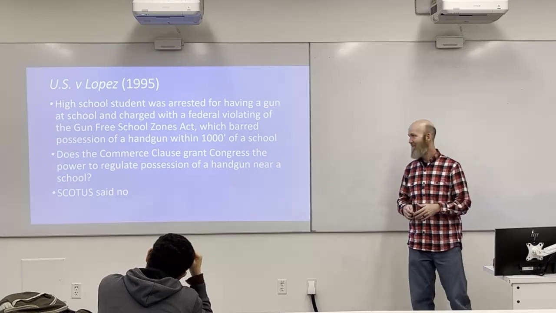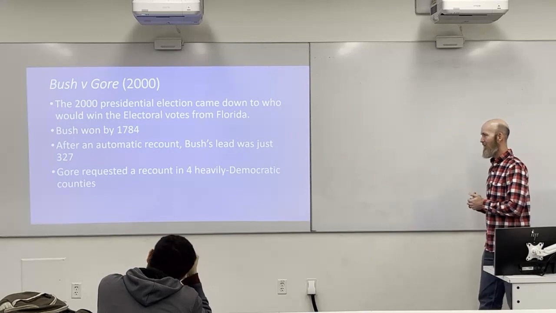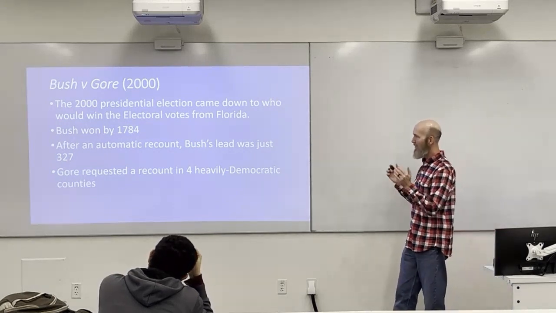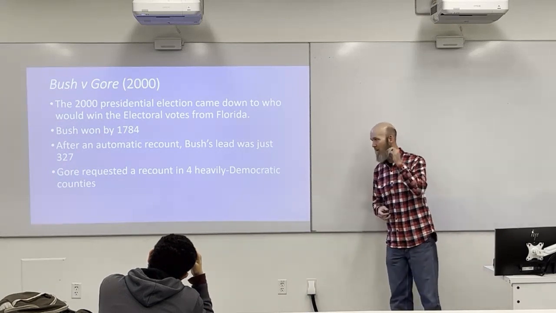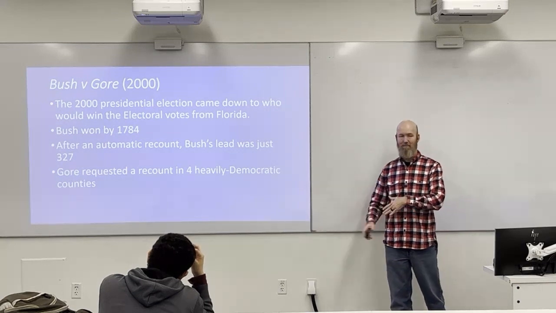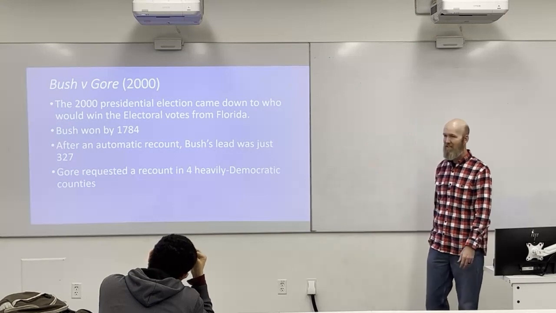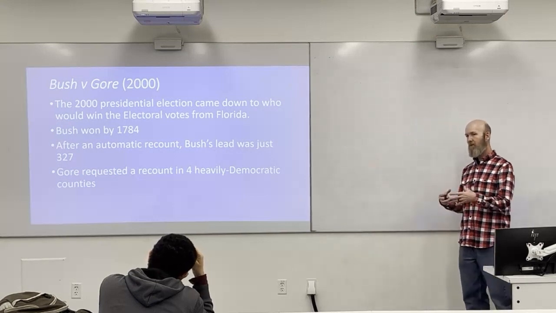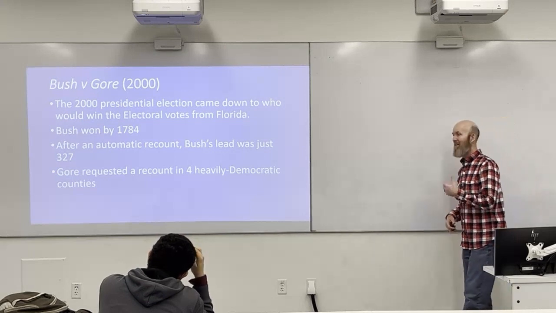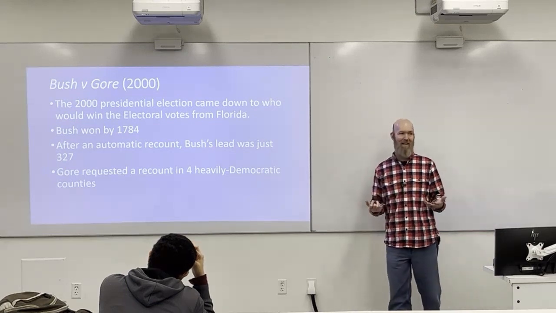So, okay, Bush v. Gore. This is the other case involving one person, one vote. The 2000 presidential election came down to who wins the Electoral College votes from Florida. When voting was done and counted in Florida, out of the millions of people who voted, Bush won by 1,784 votes. The vote was so close, the rules required an automatic recount just to double check. After the recount, Bush was just 327 votes ahead.